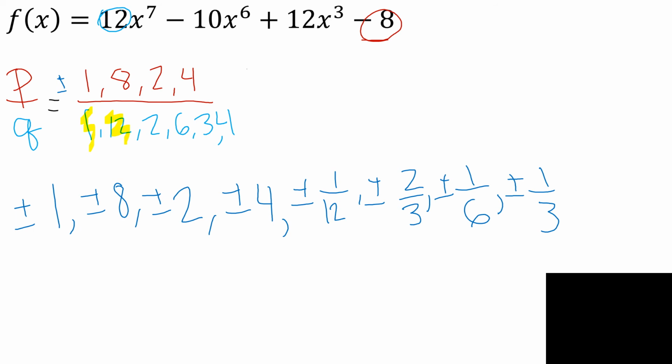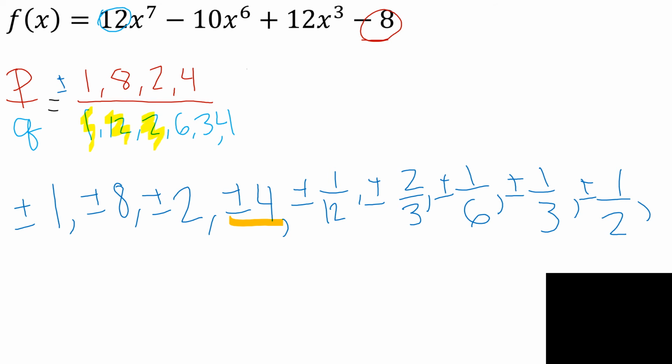Then I have over 2. So I have plus or minus 1 over 2, plus or minus 8 over 2, which is 4. I already have 4 written. 4 is right there, so I'm not going to rewrite it. So that was 8 over 2. And then I've got 2 over 2. 2 over 2 is 1, which I already have. 4 over 2 is 2, which I already have. Okay, great. That was really easy for 2's.